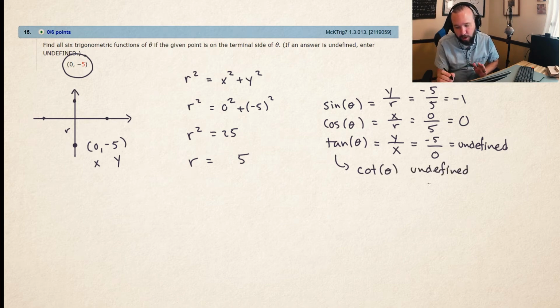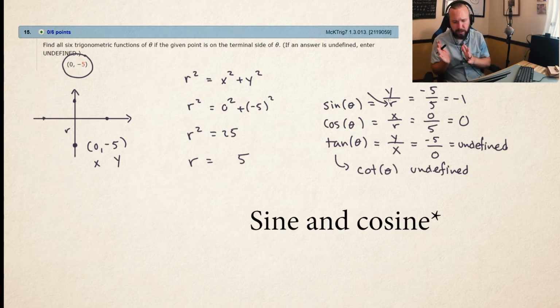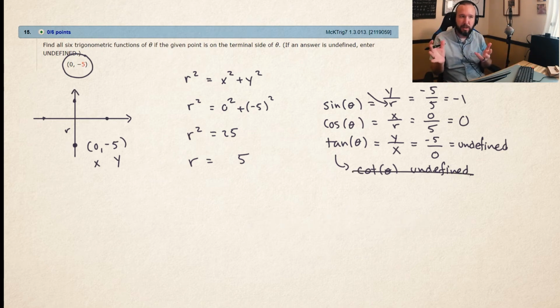Now, sine and cosine, that's never going to happen because they always have r's in the denominator, and r is always a positive amount. So that kind of undefined weird thing can't happen with sine and cosine. This time cotangent is defined, but it's possible for tangent and cotangent to be undefined. So just be careful when you're doing this. If you get a 0 on the bottom, the answer is undefined.